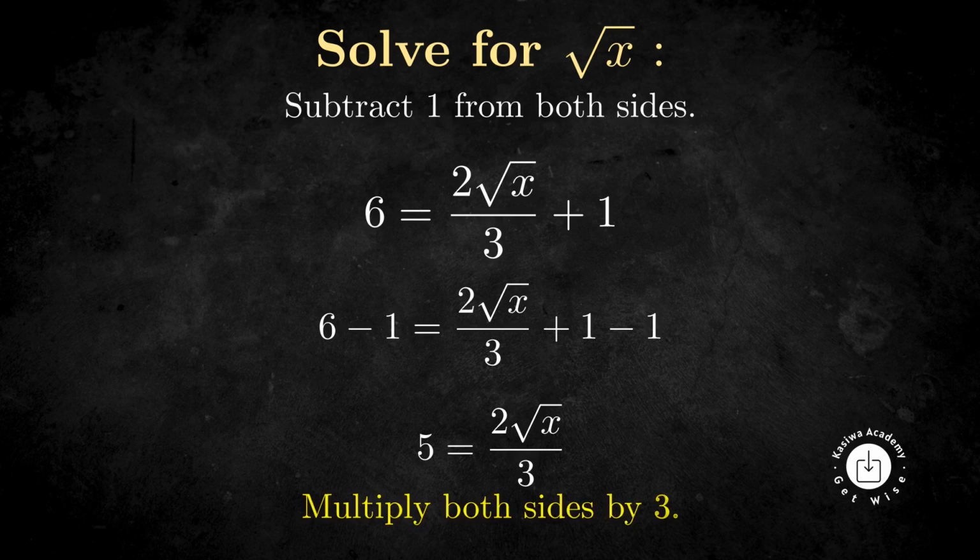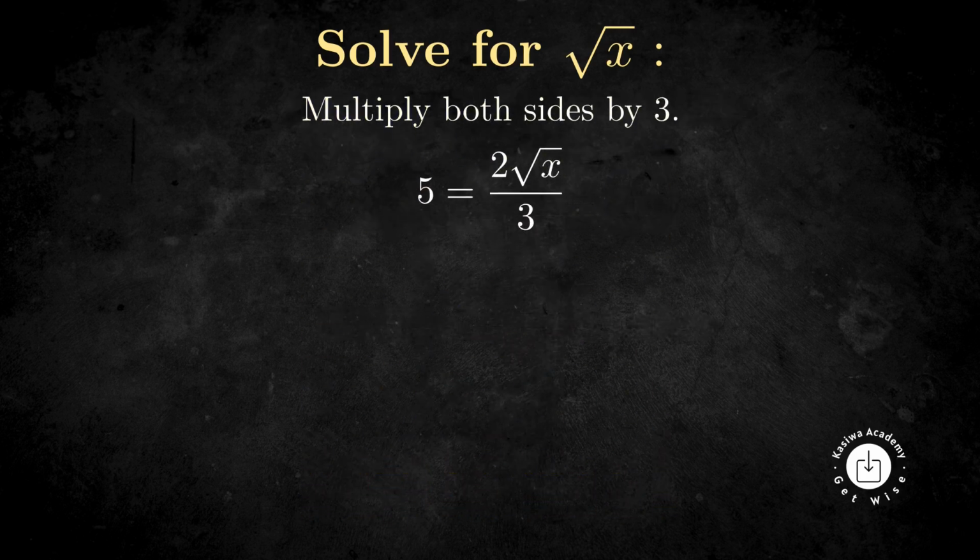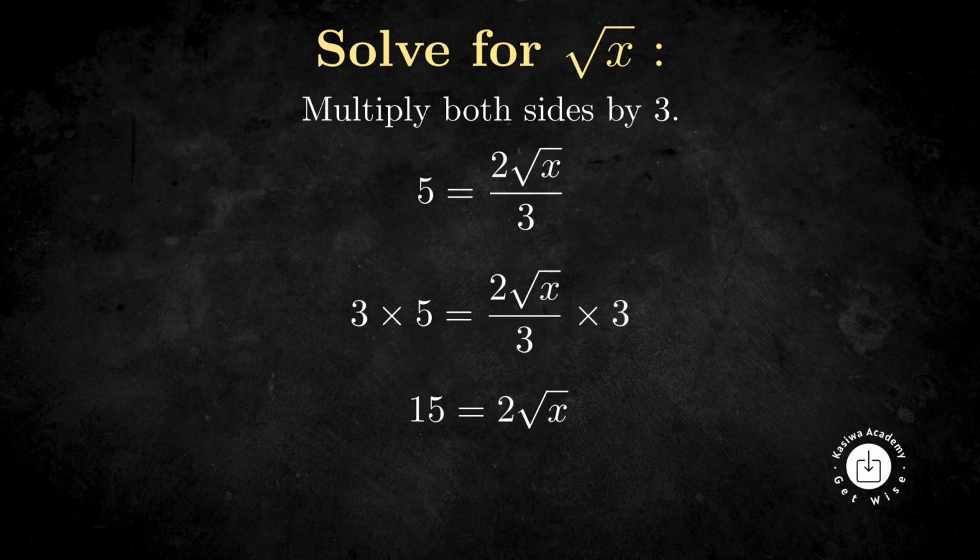Secondly, we will have to remove 3 from the right-hand side by multiplying by 3 in both sides of the equation. The 3's from the right-hand side will cancel each other, leaving us with 2 square root of x in the right-hand side and 15 in the left-hand side.